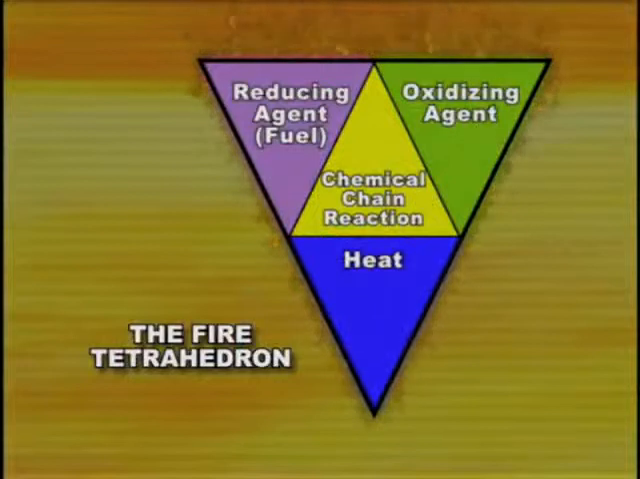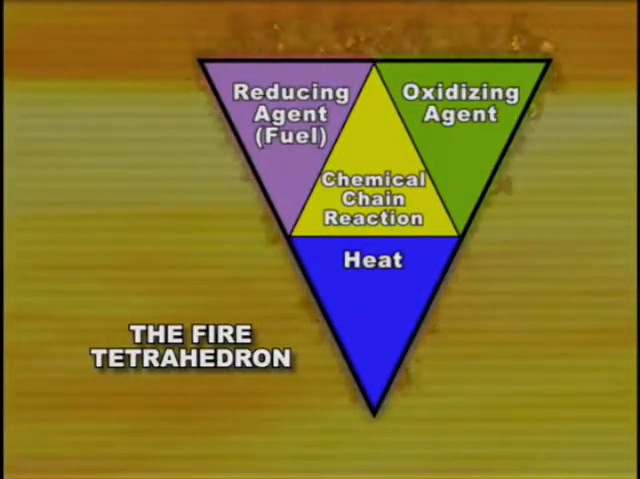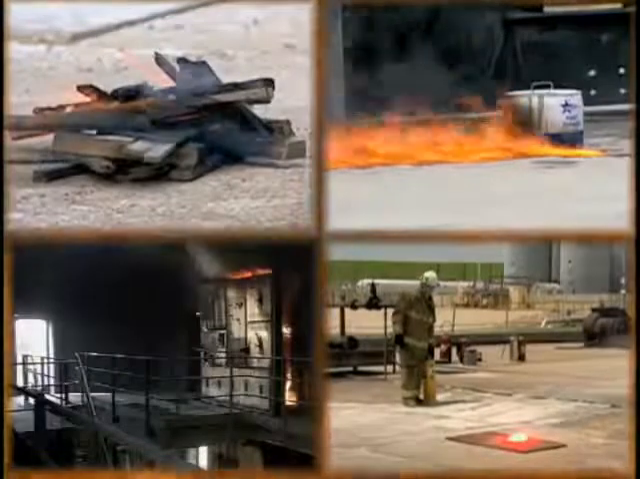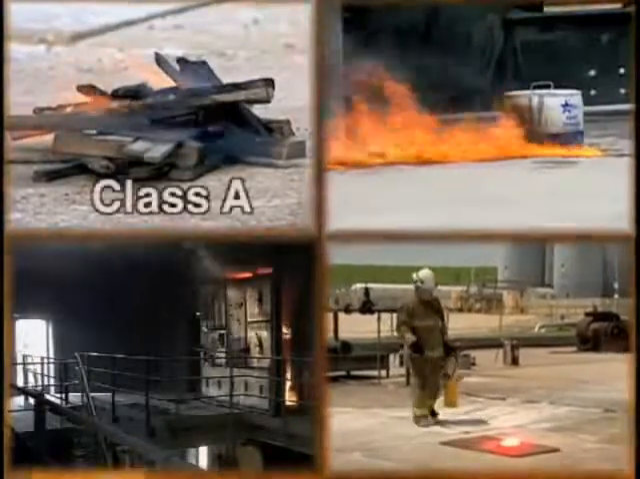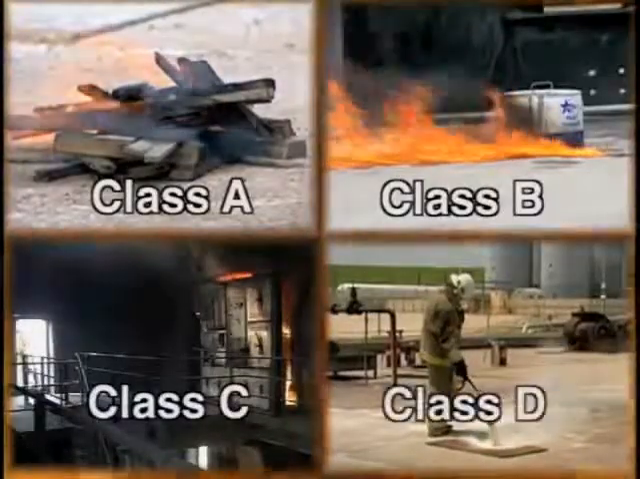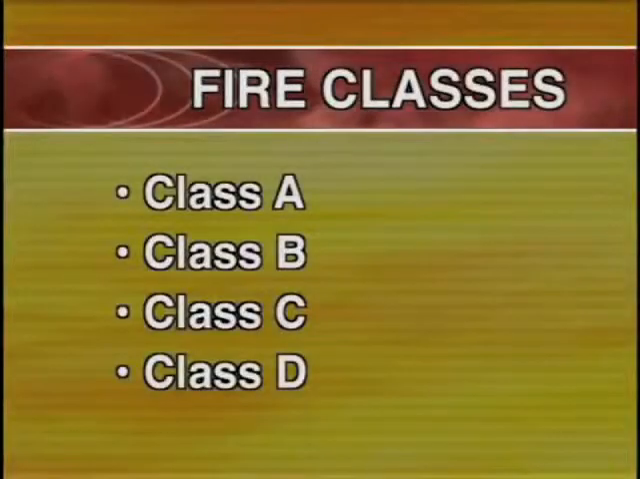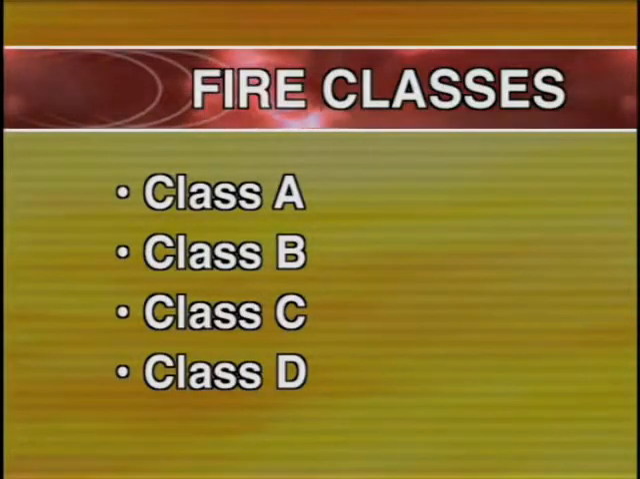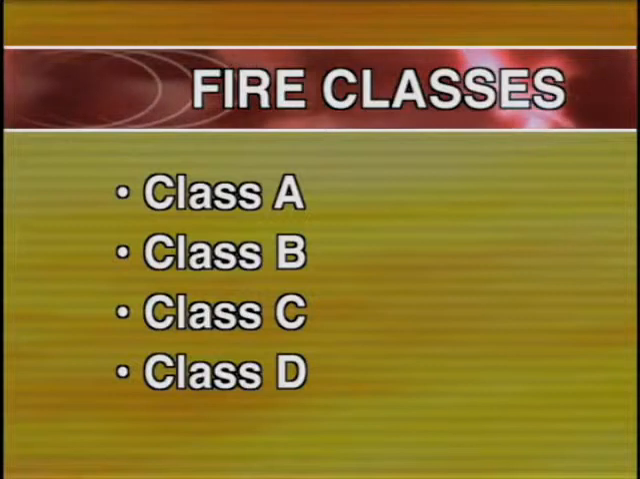We've seen that oxygen, fuel, and heat are required for ignition to occur, and a chemical chain reaction keeps the fire burning. We also know that fire is rated into four classes: Class A, Class B, Class C, and Class D. Fires are rated into 4 classes so we can easily determine what extinguishing agent to use to put the fire out. This is where extinguishers come in.